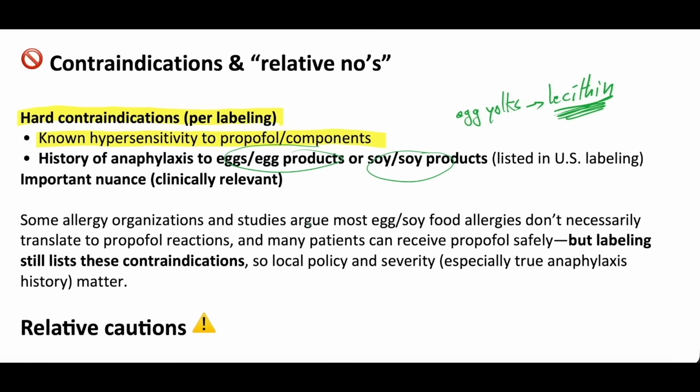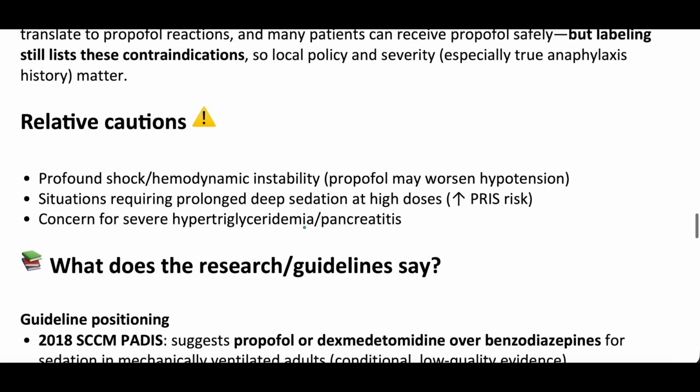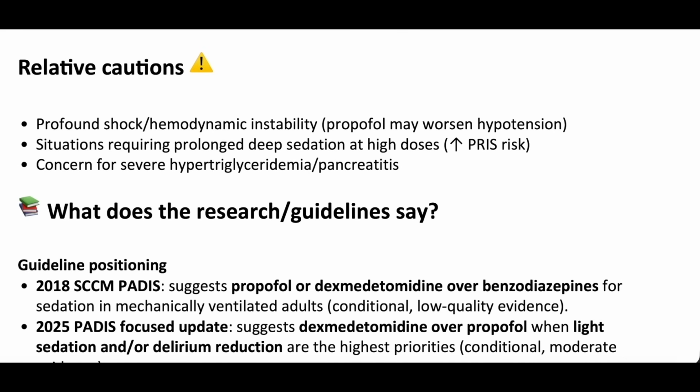So local policy and severity, right? If it's an anaphylactic allergy, rolling the dice maybe is a higher risk, but do what you want with that. Okay, relative cautions. This is one that's commonly listed. We have our own personal opinions on this. Profound shock and hemodynamic instability. In our humble opinion, propofol is still okay. You just have to bridge their hemodynamics. Like if someone is agitated, going crazy on the ventilator and needs sedation, I would still give them propofol rather than Versed, midazolam, or something else. But it will worsen hypotension, so choose your own destiny there.